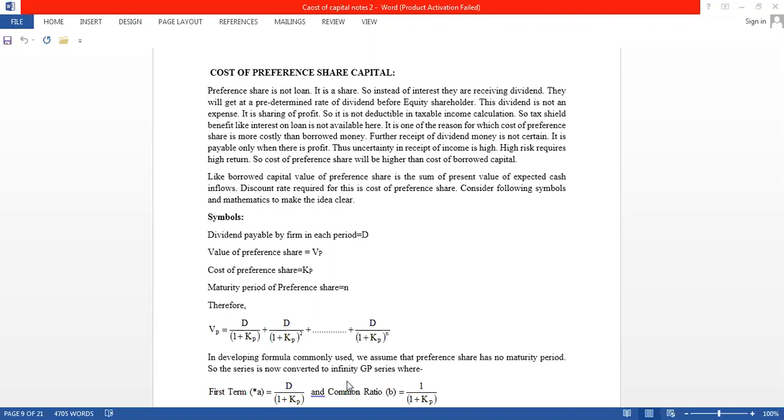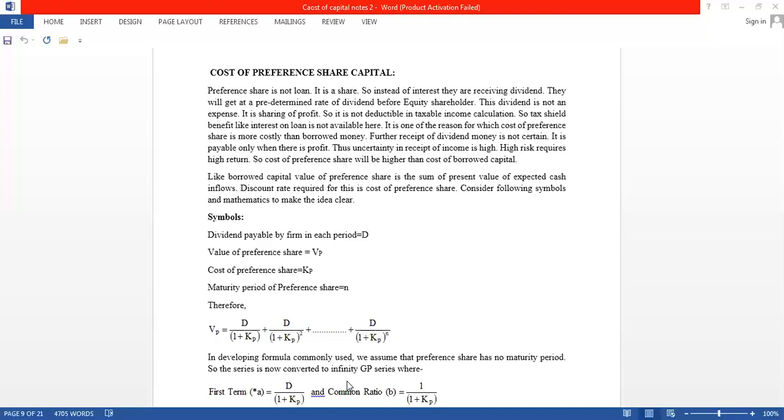Today we are giving you a brief idea about the preference share capital's cost of capital determination. So we are explaining it in this lecture with the help of notes that we have uploaded. In the next class, we will interpret it with the help of PowerPoint presentations. So now, just for theoretical discussion, let us consider the cost of preference share capital.